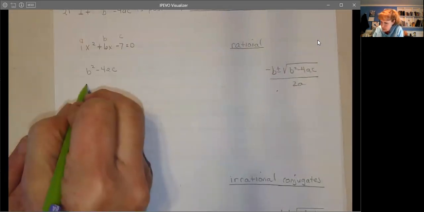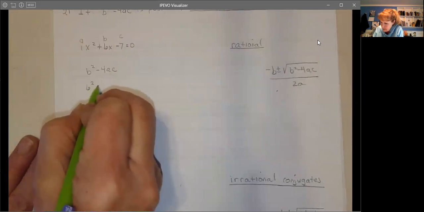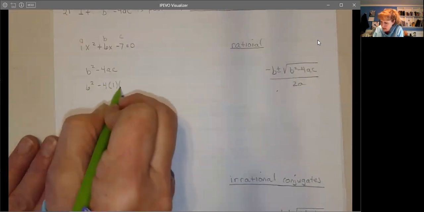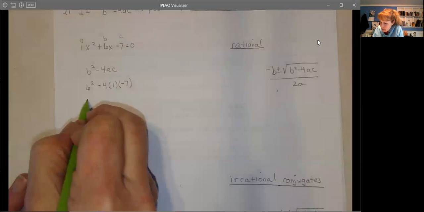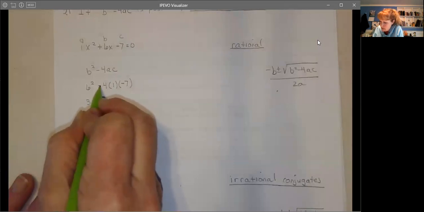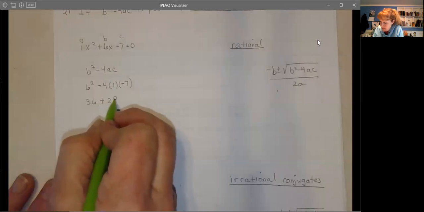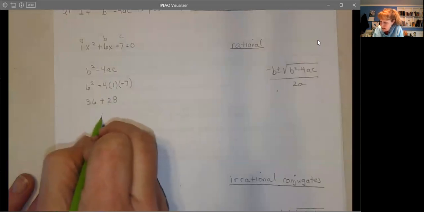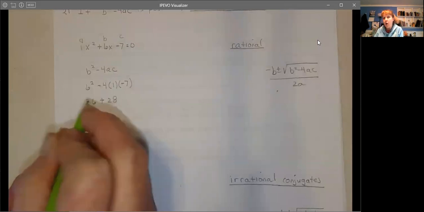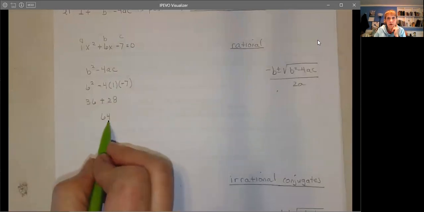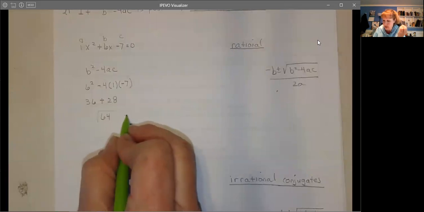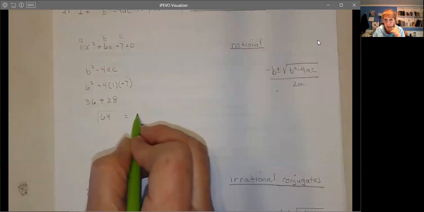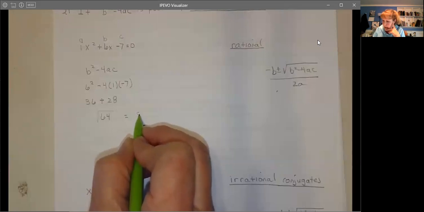So we're going to square our b, then subtract 4 times a times c, where c is a negative 7. So we end up with 36 plus 2 negatives is a positive 28. When we add those together, we get 64. Now, if this number is called a perfect square, it means that when I take the square root, I get a rational number with no radical. So here, this would be 8.